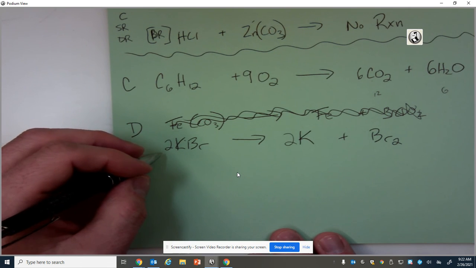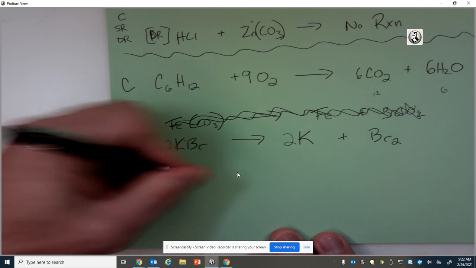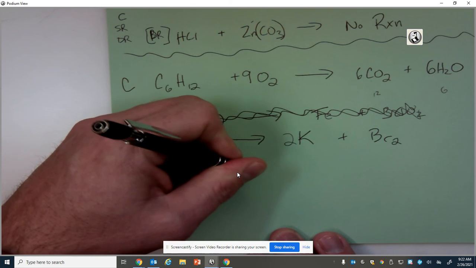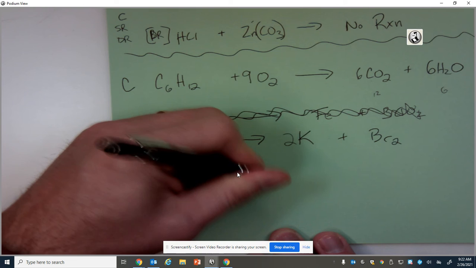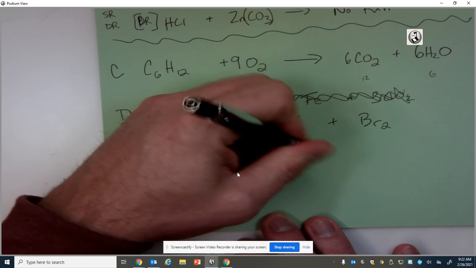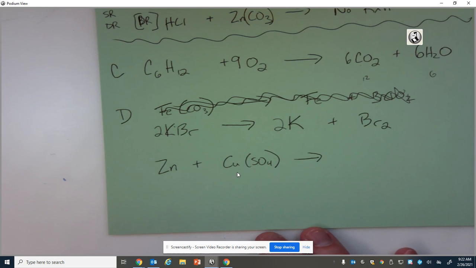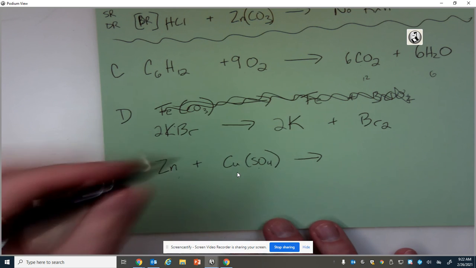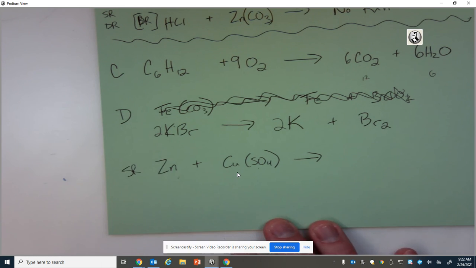All right, let's try this one. Zinc and copper II sulfate. Okay. So you have this reaction right here. You have an element and a compound. All right, element and compound has to be a single replacement reaction.